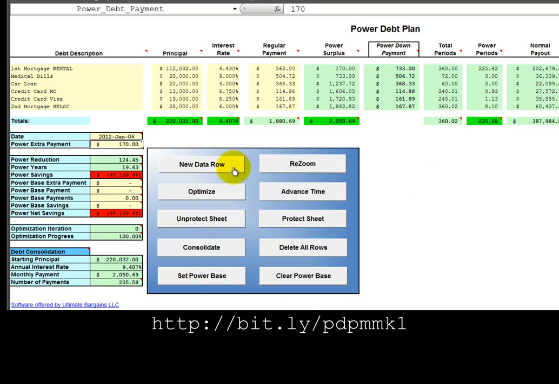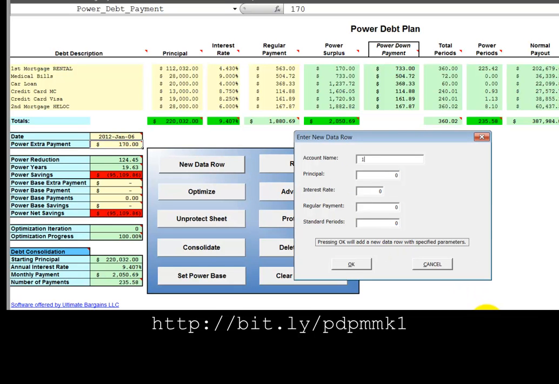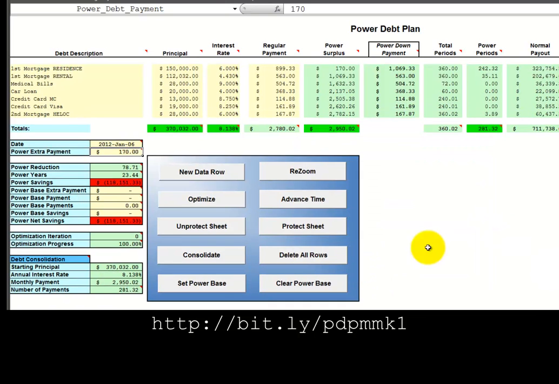And now let's add the first mortgage on your residence. And let's say that's at about, well, we'll just pick a number here. How about $150,000? And it's a 6% interest, amortized over 30 years. This is a mortgage that you're already paying. Now I will optimize and pause the video, and we'll come back after it's done.